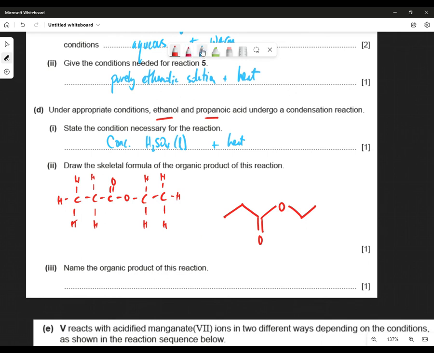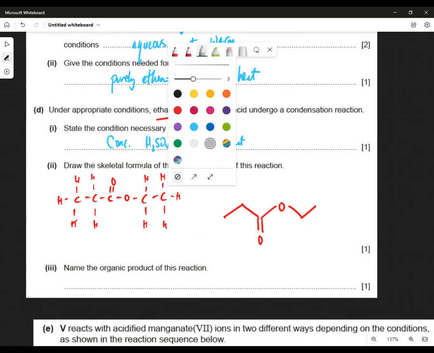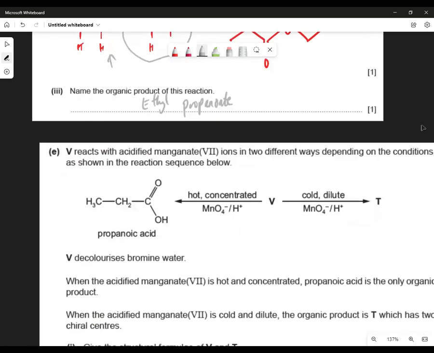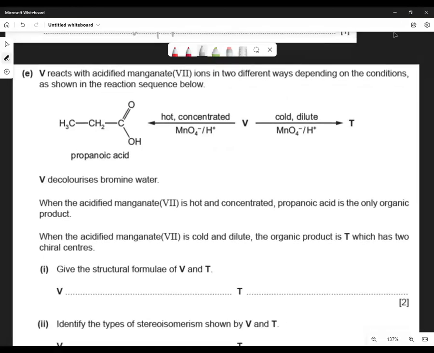Name the organic product of the reaction. Well, we should all know this by now. This is ethanol. That's the first name, so this is going to be called ethyl. And the acid is propanoic acid, so it's going to be ethyl propanoate. Okay, there you go.